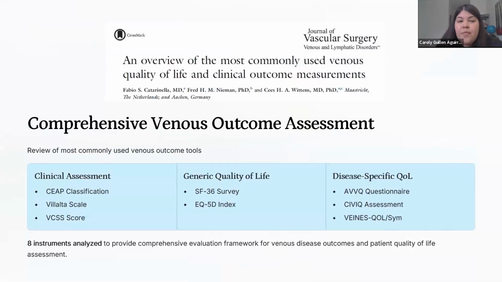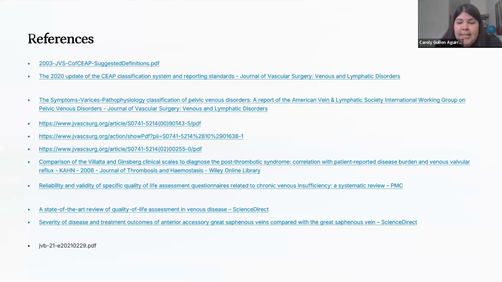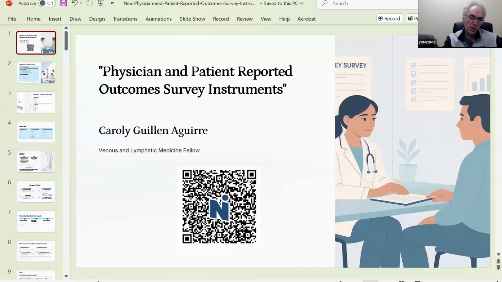And then this is a review of the comprehensive venous outcome assessment. It's a really nice review. You should all read it, and it highlights the main tools that we use. And this is it for me. Thank you very much. So thank you, Caroly.